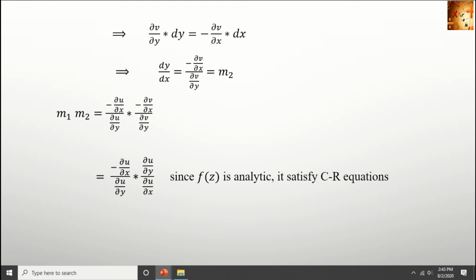Here, in the second part, dou v by dou x is replaced by minus dou u by dou y, and the denominator dou v by dou y is replaced by dou u by dou x. So our expression will be minus dou u by dou x divided by dou u by dou y, into dou u by dou y divided by dou u by dou x. So cancellation is done and the value is minus 1. So m1 into m2 equal to minus 1, which means the product of the slopes of the two curves is equal to minus 1, which means the curves are cutting orthogonally, which is the required result.